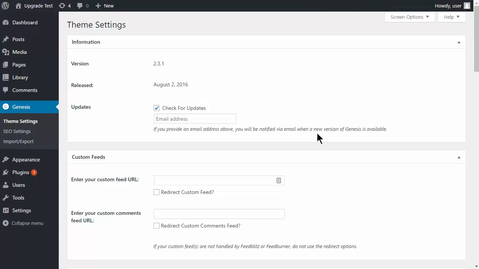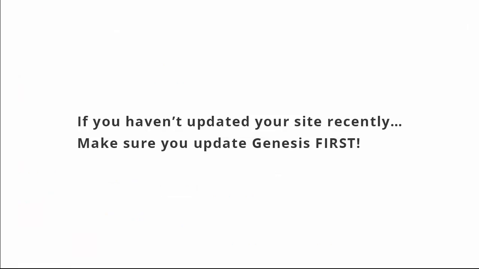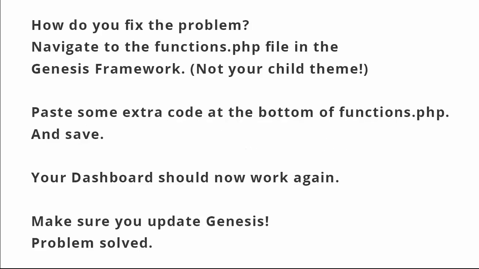And a really quick recap. If you haven't experienced this problem, make sure you update Genesis before you update WordPress. And the way we fixed the problem, we navigated to functions.php in the Genesis framework. It's actually in the Genesis framework. It's not in a StudioPress theme or any other Genesis child theme. This is in the Genesis framework. And we just pasted that little bit of code that we got from the website I showed you. And I'm going to put a link to the website below this page.